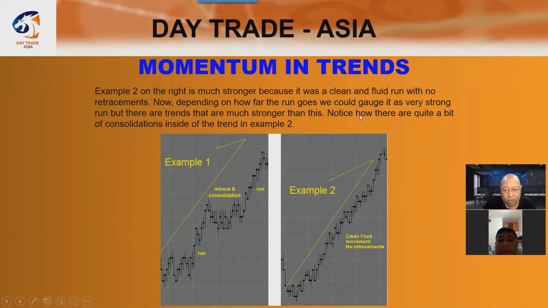So notice how there are quite a bit of consolidations inside the trend in example 2. Yeah, there's a lot. They're inside, but they're not as big as the consolidations dito. Because you have consolidation, this is a bigger consolidation right here. Let's compare these small consolidations. So mas malakas ito, yung momentum ito, mas malakas ito sa example number 2.